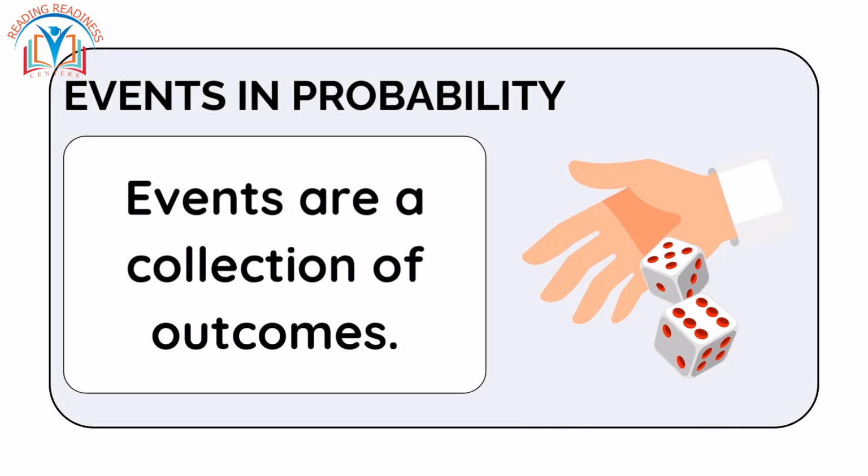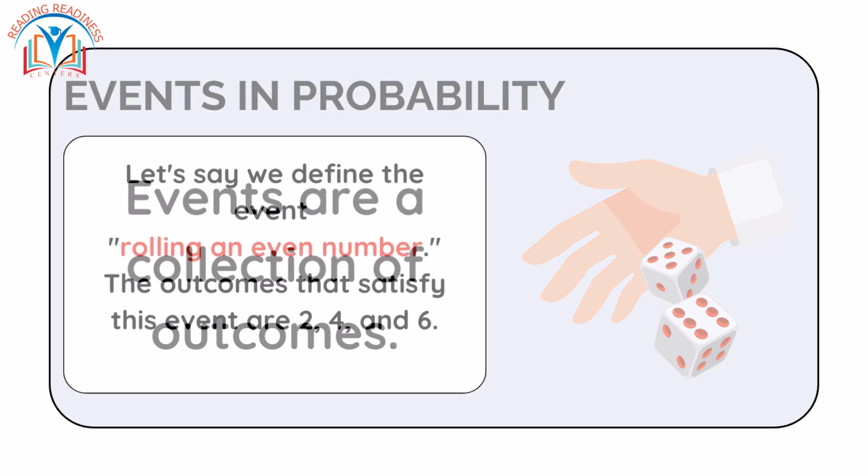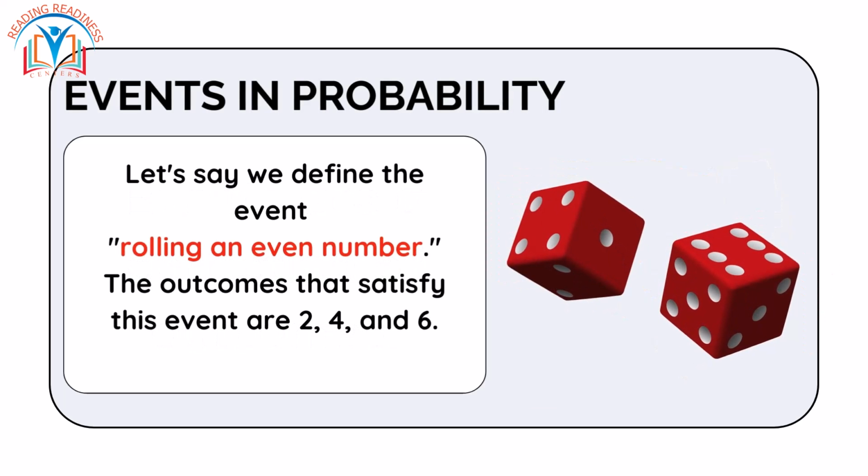Events are a collection of outcomes. Let's say we define the event, rolling an even number. The outcomes that satisfy this event are 2, 4, and 6.